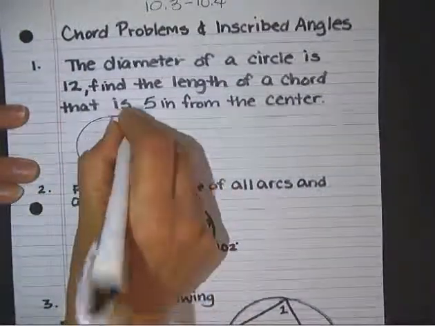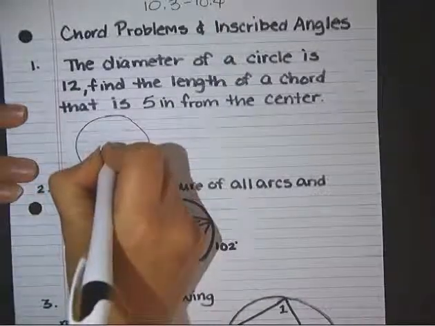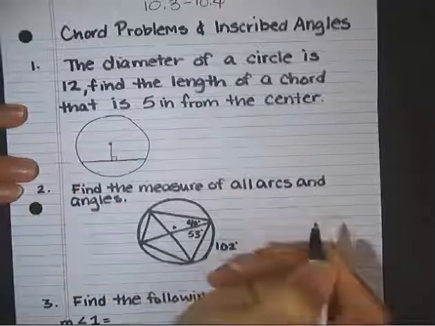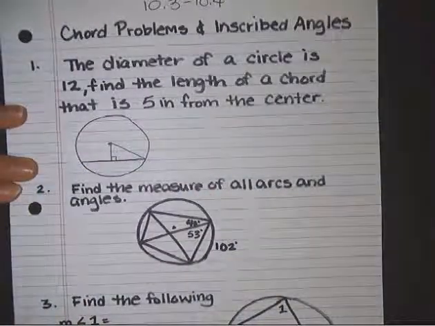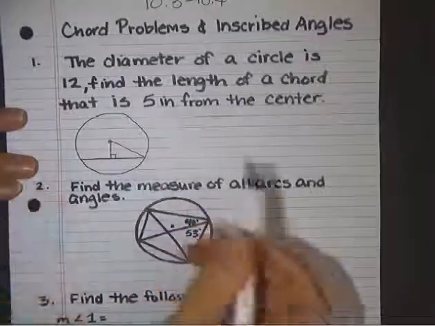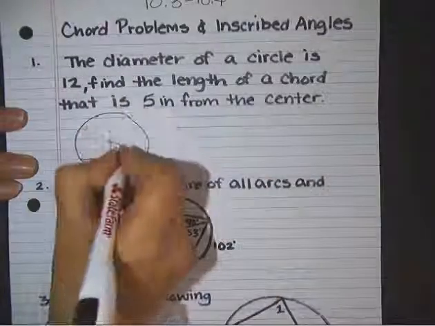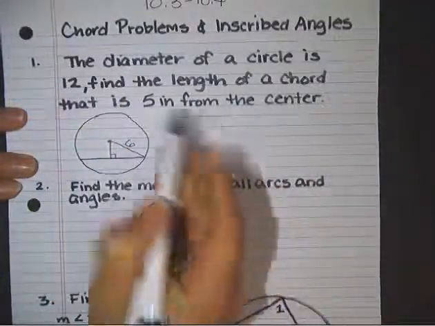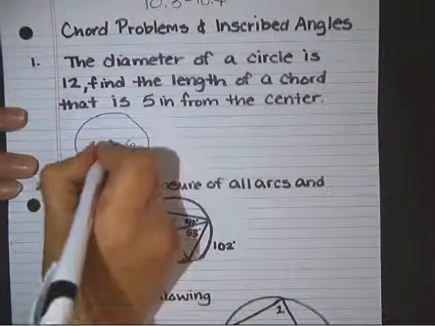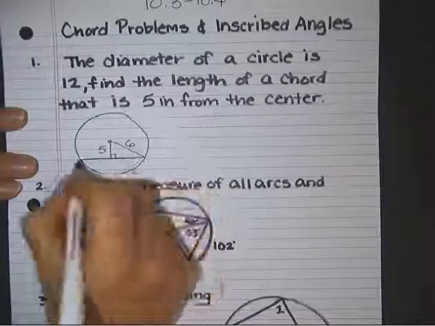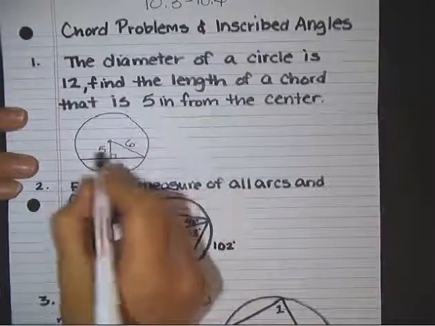Always we draw it the same way. We're going to have a chord to a circle. We're going to have the distance from the center. Make sure this is perpendicular, this distance from the center, and we'll draw a radius always to make the hypotenuse of a right triangle. So they didn't give us the radius, but they did give us the diameter. So if the diameter is 12, the radius will of course be 6. And notice the chord's not 5, the distance from the center is 5, so that is here. We want to find the length of the whole chord.